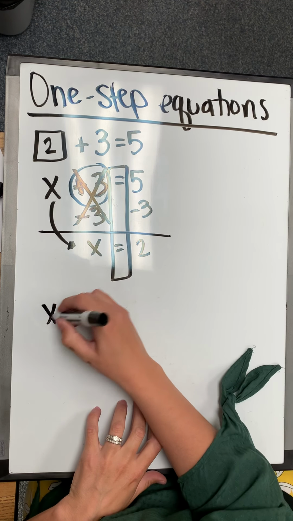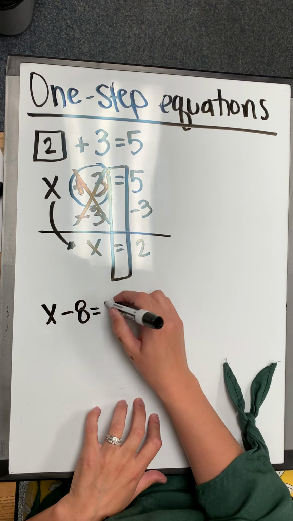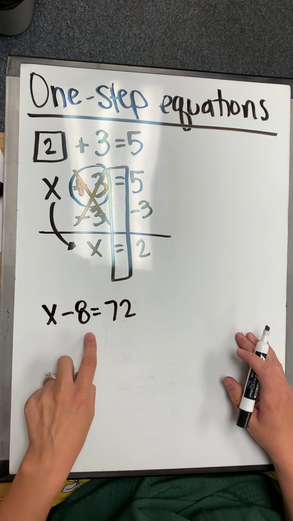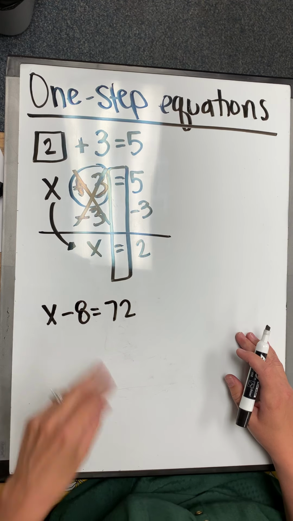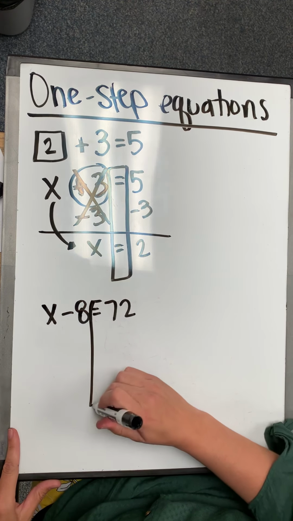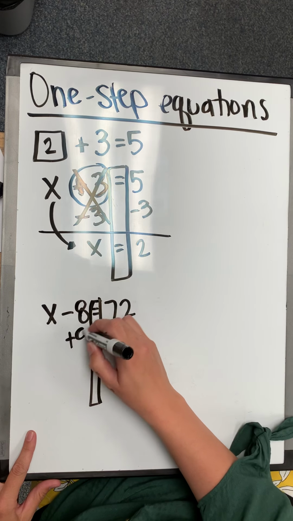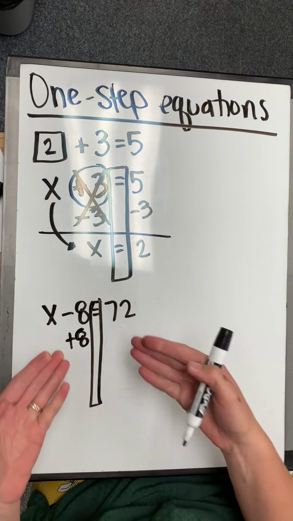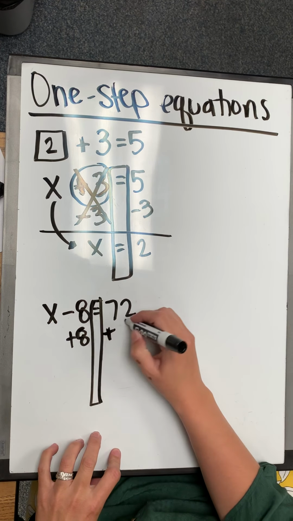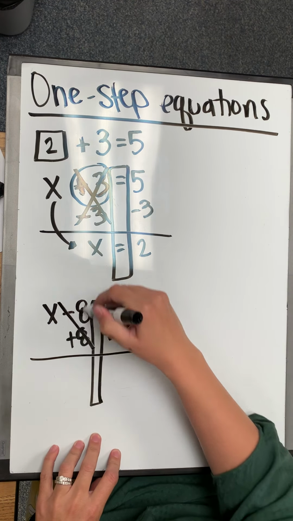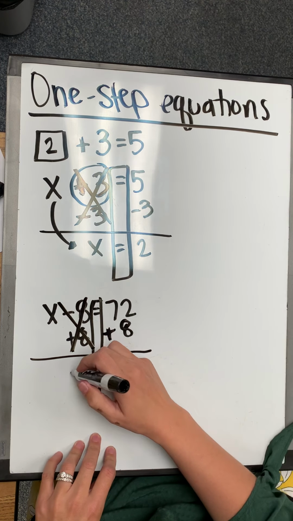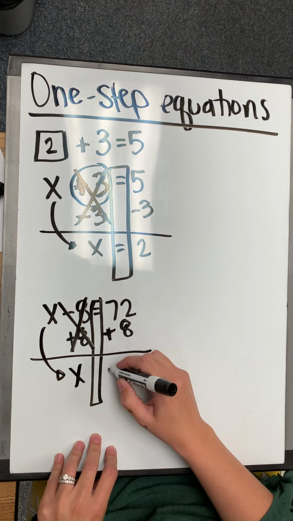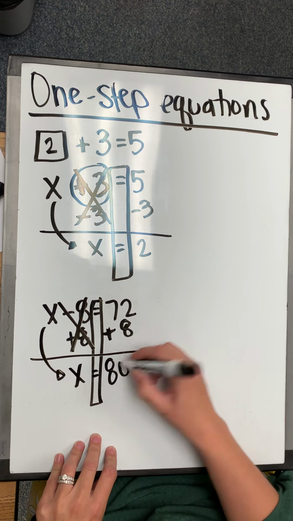Let's say it's like x minus 8 is equal to 72. Well, my variable's right here. It's currently subtracting 8. So in order for me to get rid of subtracting 8, I have to do the opposite. So I say, okay, plus 8. Because I added 8 on this side, I have to add 8 on this side to keep my equation equal. That is at 0. I still have my x on that side. 72 plus 8 is equal to 80.